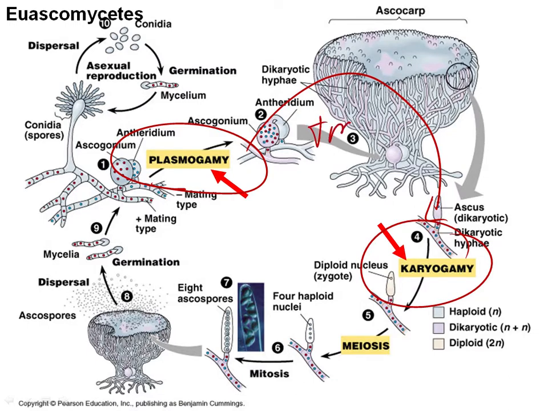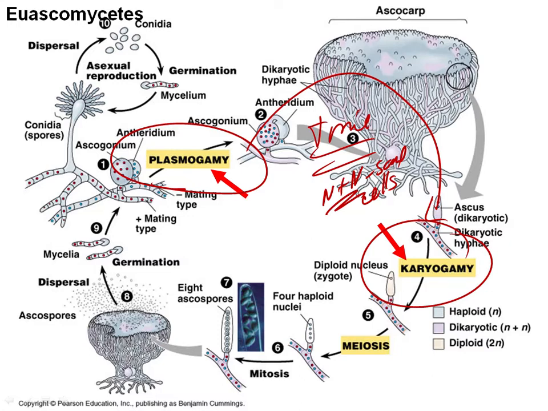There is a period of time, I don't want to say a long period of time, but there is a period of time where the organism exists in this unusual state where it is dikaryotic. So not all of the cells, but some of the cells in this part are dikaryotic. In fact, let me write that down here, N plus N. Some cells are dikaryotic in this space between plasmogamy and karyogamy.